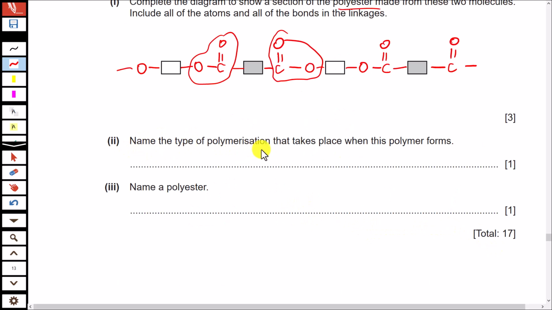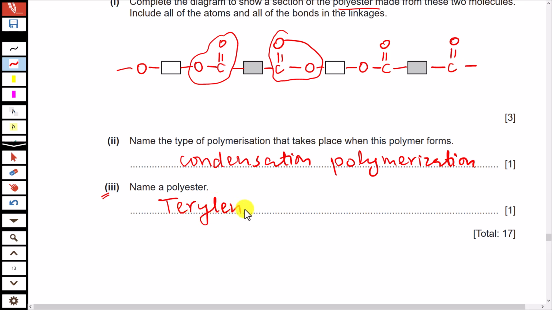Name the type of polymerization that takes place when this polymer forms. As this polymer is formed with the release of a small molecule, that is water in this case, such a type of polymerization is called condensation polymerization. Last part, name a polyester. One of the polyesters mentioned in the syllabus is terylene. It is a common polyester.